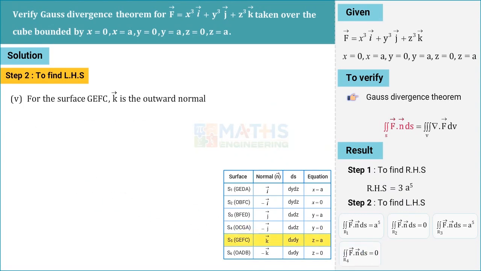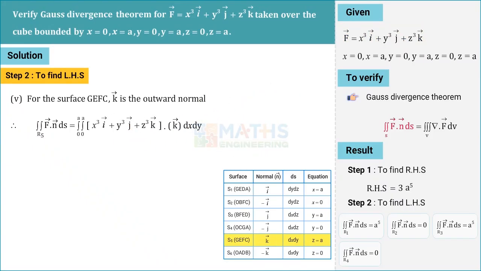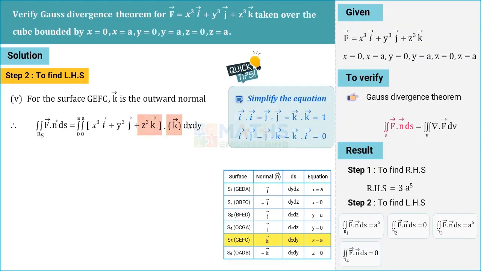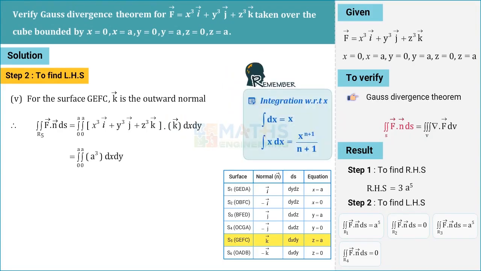Now we consider the fifth surface. What is the normal vector here? k vector. Start from the definition. Substitute F vector value, n vector value, dS value. Apply dot product. We multiply kth components together. Remaining term gets 0. So we have z cube. What is z value here? z is equal to a. So what do we get? a cube. a cube is a constant.